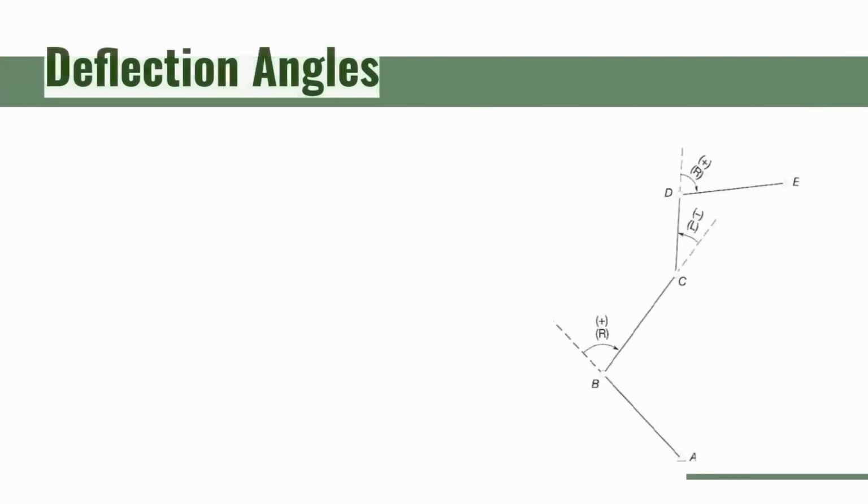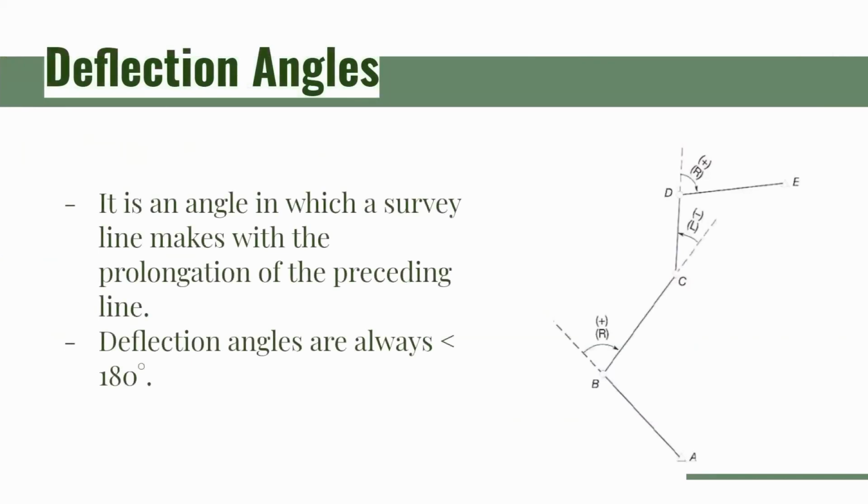Next, we have deflection angles. It is the angle which a survey line makes with the prolongation of the preceding line. It is measured clockwise or counterclockwise from the prolongation of the previous line. Deflection angles are always less than 180 degrees.